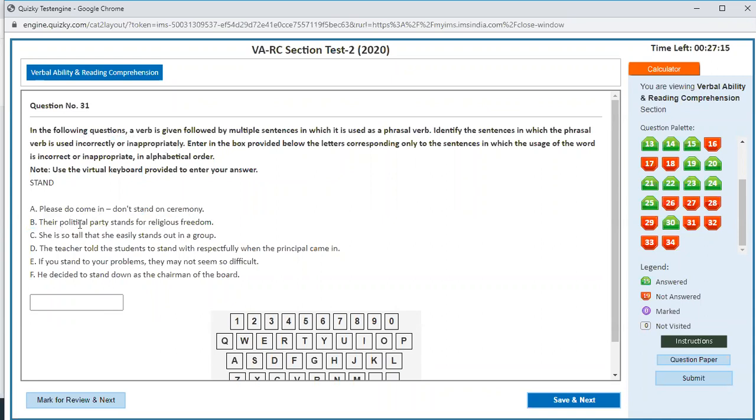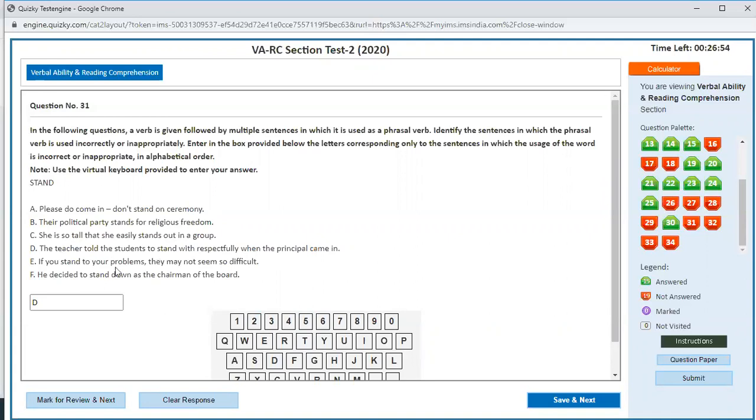Okay. Looks fine. The political party stands for religious freedom. Looks fine. She's so tall that she easily stands out in a group. Stands out. Okay. Looks fine. The teacher told the students to stand with respectfully when the principal came in. Stand up. Stand with respectfully. Okay. D is definitely wrong.